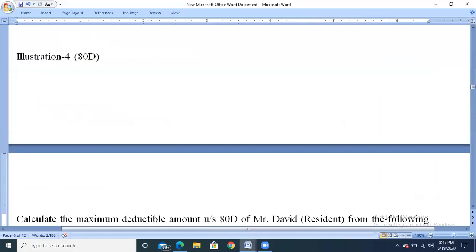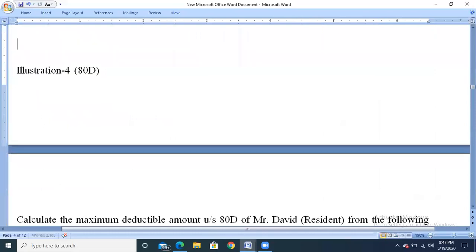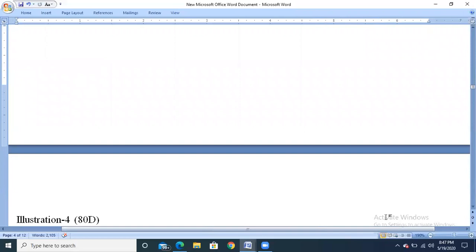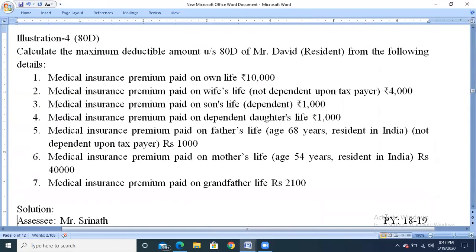Next, we'll move on to problem 4. Deductions under section 80D. Calculate the maximum deductible amount under section 80D of Mr. Dravid, resident, from the following details. First one, medical insurance premium paid on own life, rupees 10,000. So if any medical insurance premium has been paid by the assessee, there under section 80D, we are going to classify it into two parts.